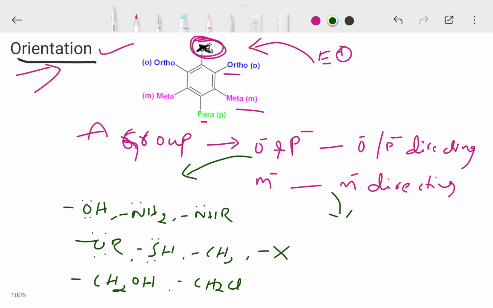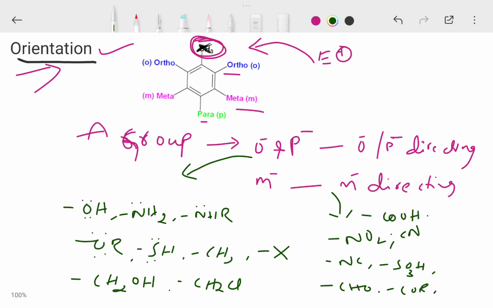Some examples of meta directing groups are NO2, CN, NC, SO3H, CHO, COR, COOH, carboxylic acids, esters, amides. Those are all meta directing groups. These are ortho para directing groups and meta directing groups.